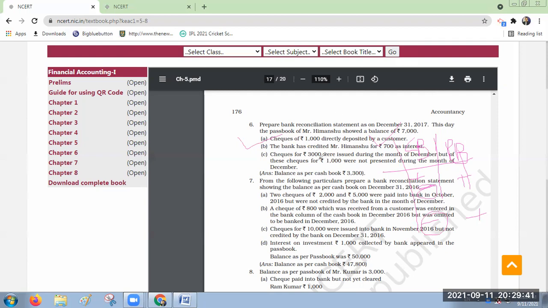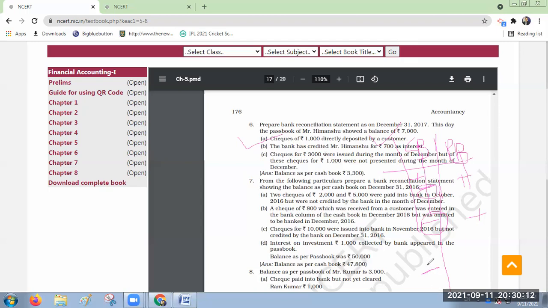Next one, you see, checks for 3,000 were issued during the month of December, but of these checks, 1,000 were not presented during the month of December. So checks issued means immediately you will put minus in the cash book. Checks you issued, 3,000 worth checks you issued to customers. Your creditors, you have issued 3,000 rupees checks to your creditors. Did you understand? Yes, sir.